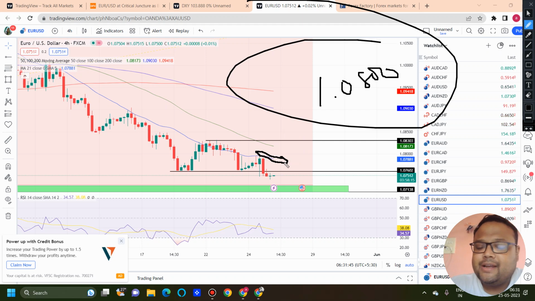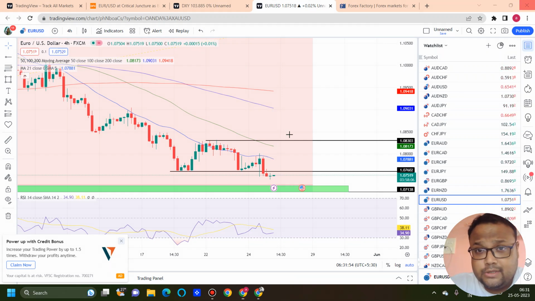So if the market reverses from the 21 moving average, we can look for a sell position. That's it. So these are the trading opportunities that I see on the chart of EURUSD right now.